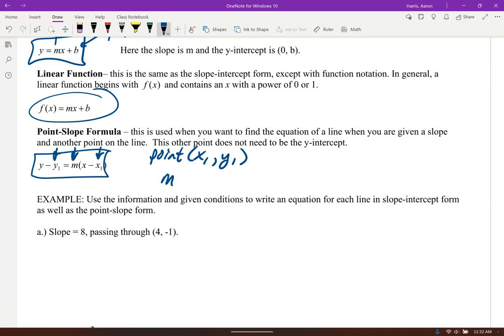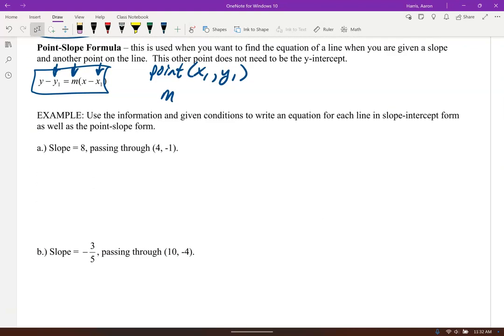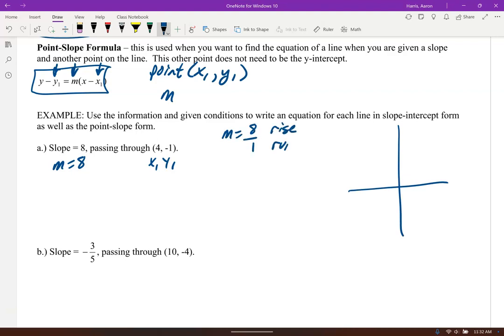Okay. So let's go ahead and write the equation of the line here for this one. You're given the slope. So I'm going to say, okay, I know my slope is 8. And I go through the point 4, -1. Here's my x1, y1. And let's go ahead and draw that too. I have a slope of 8, or 8 over 1. So that's my rise, that's my run. And it also goes through the point 4, -1.